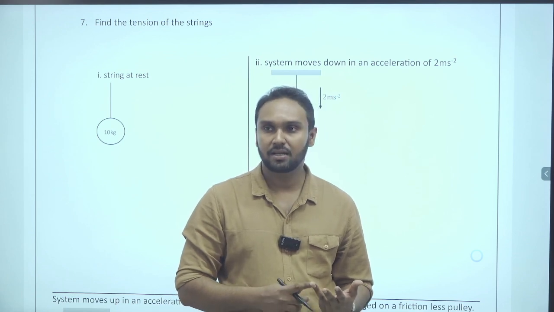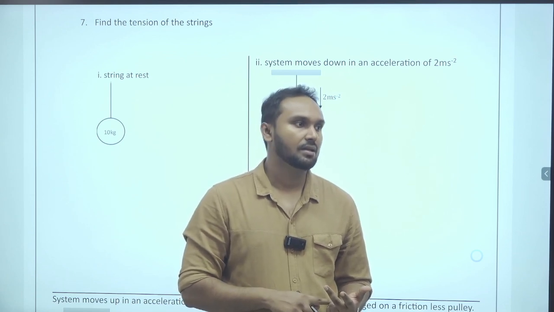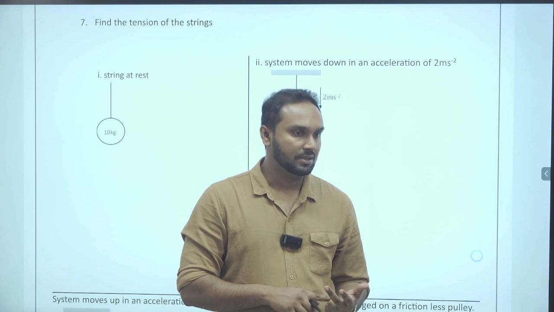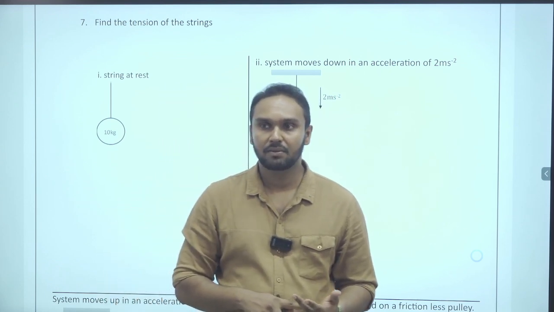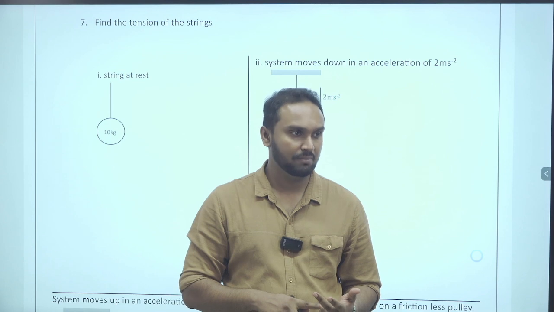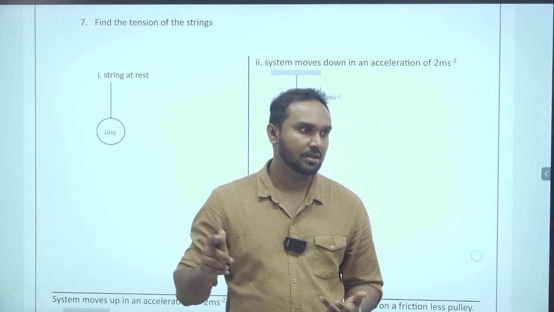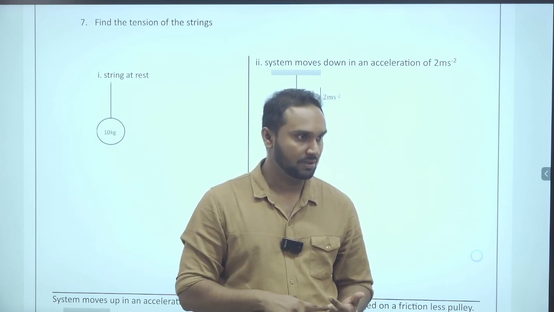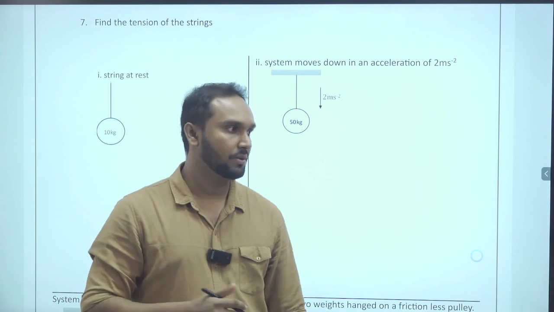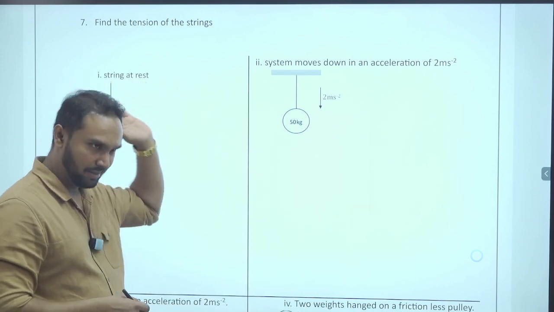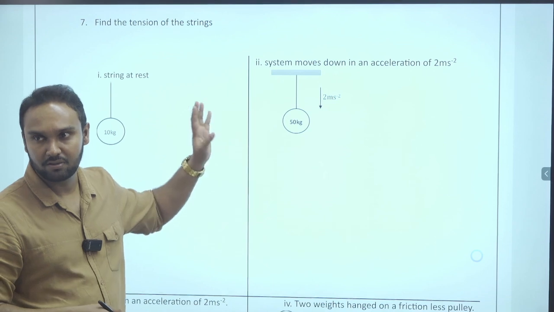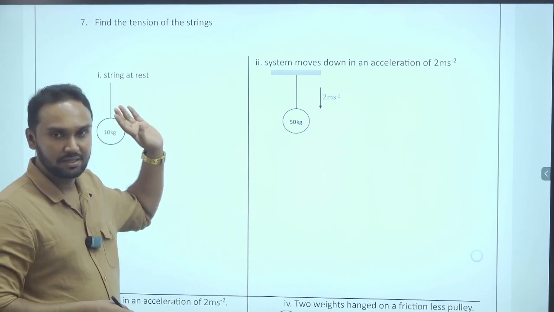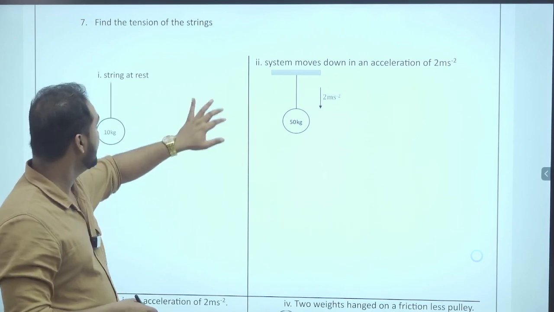Second, we isolated the object and derived the forces. And the last thing was we put sigma F equals ma to the isolated object and found the unknown force. So it's the same thing we do when the system is accelerating. Remember, when a system is accelerating and you are asked to find any of the forces, you have to do the same thing.